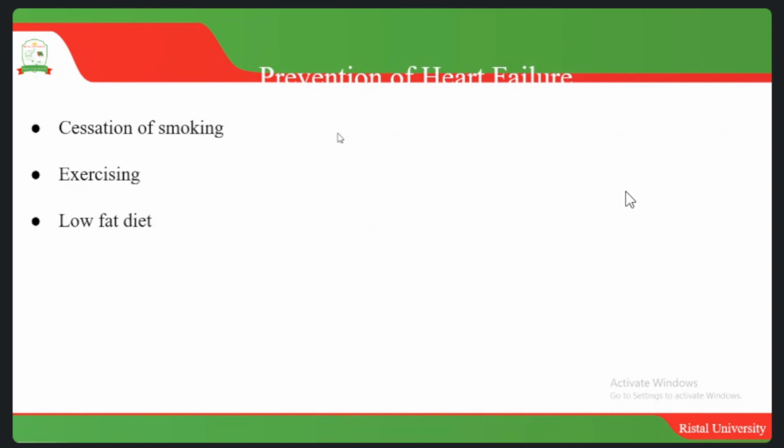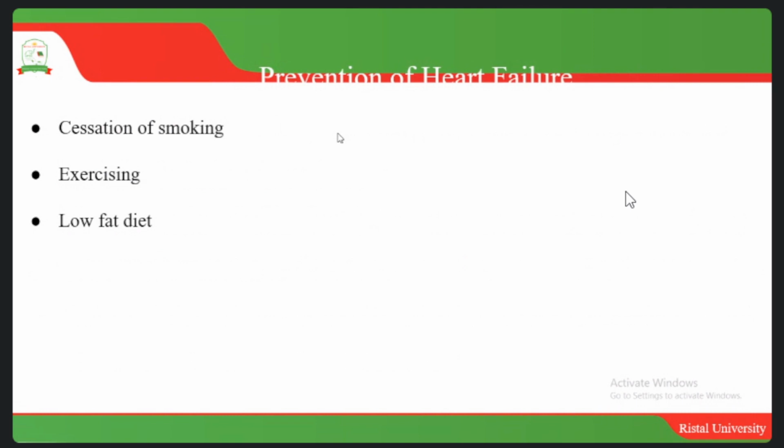Prevention of heart failure. How do we prevent heart failure? Cessation of smoking. Smoking can cause constriction of the blood vessels, and when the blood vessels constrict, that is going to cause resistance in the lumen of the blood vessels, where the heart tries to force blood through those constricted vessels, and due to the force exerted on those blood vessels, it is going to increase the blood pressure. This can backfire, and its effect can be reflected on the heart, and this can cause heart failure.